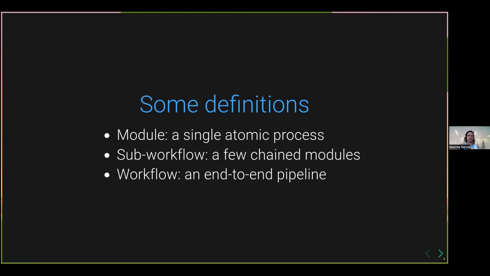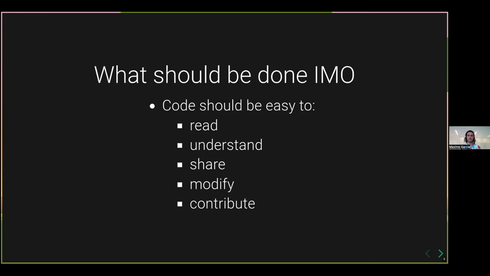With this definition, we can decide how we want to organize the code and how we want to do things properly, so I will explain what I think should be done. For me, the code should be easy to read, easy to understand, easy to share, easy to modify, and easy to contribute to, because that's what we want. We are all working in open source science. That's what this community is all about: sharing our code, sharing our work, and working together to achieve these goals. For me, that's the most important part.